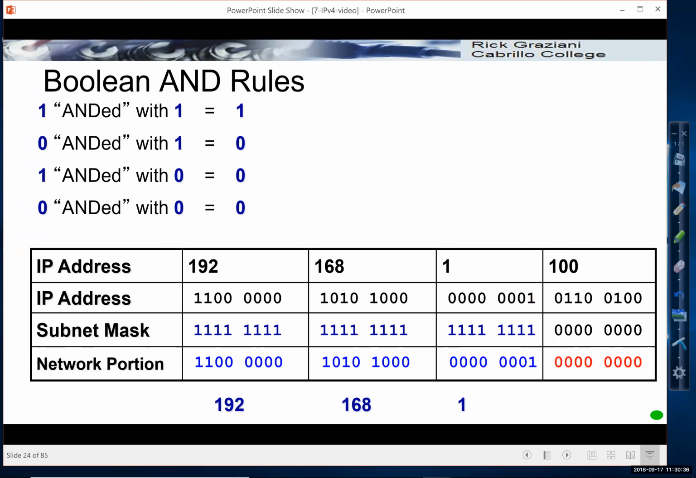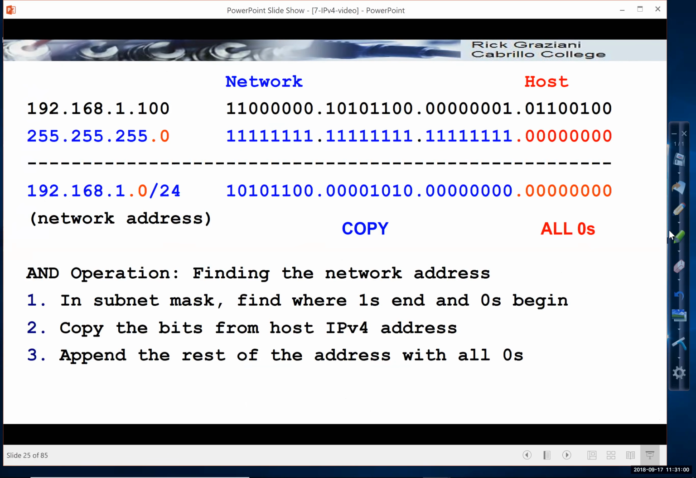So our network address is 192.168.1.0, and it will have the same subnet mask, 255.255.255.0. The key here is anything ANDed with 0 is a 0. Well, how can we make this a little simpler so I don't have to do this bit by bit? Real easy way to do this.